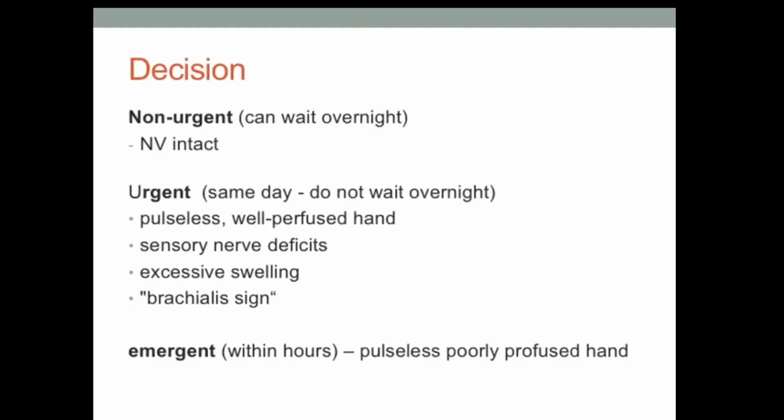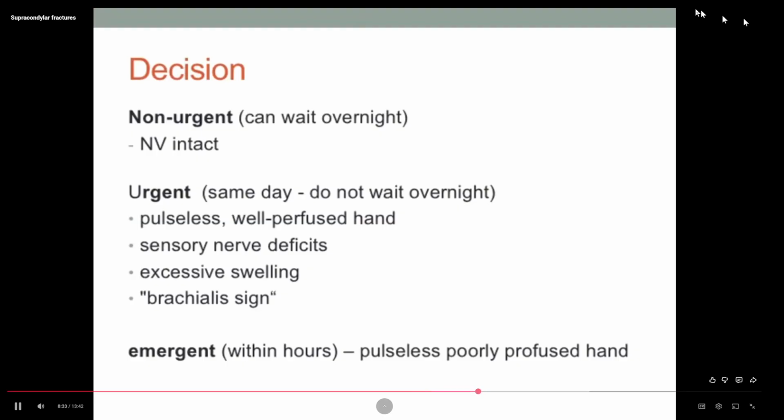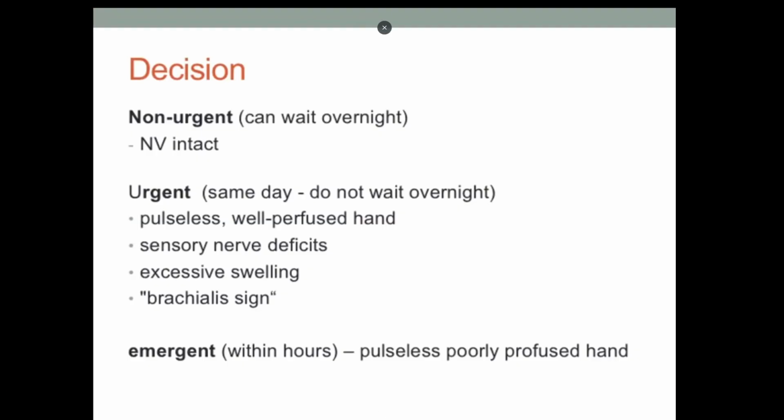And then the second element of the decision was based on the neurovascular assessment. So for those that do need theatre, a decision needs to be made as to the urgency. And I break these down into 3 groups really. The first of which are those that are non-urgent. So those are patients that can wait overnight. And the patients that fall into that group are those that have closed injuries. They have no issues with the neurovascular status.